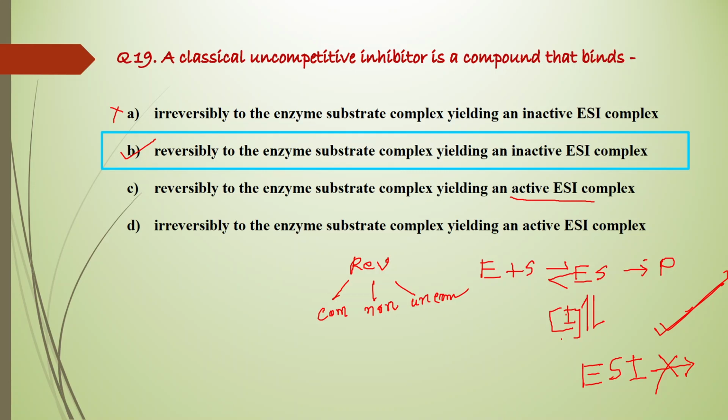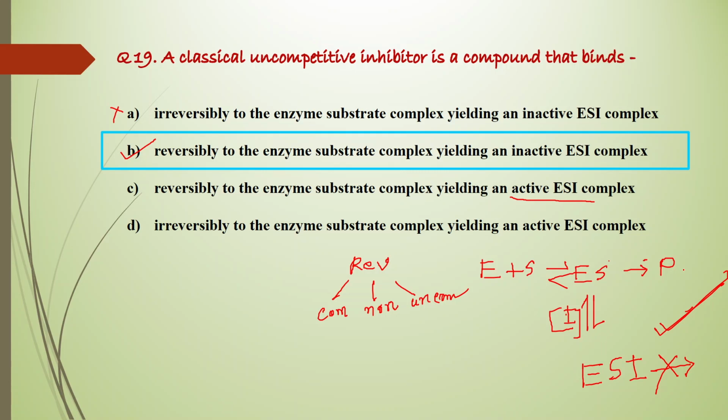Be clear with one thing, ESI can break to form ES complex again. That is not the activity of the ESI complex. It is just staying in an equilibrium process with ES. Activity means whether the complex can lead to product formation or not. Because here you can see ES, this particular one, is our active complex which can lead to product formation. But when we look at ESI, it is an inactive one because it cannot lead to product formation. It does not have anything to do with this equilibrium.